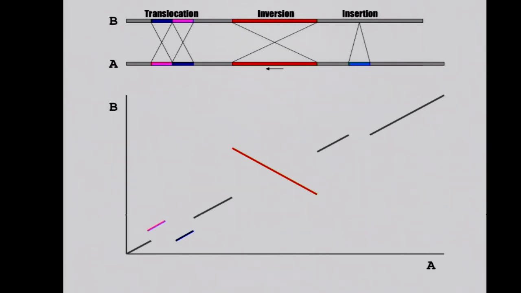So what's great about these plots, right? Here's a very simple plot. In 1 second, you can size it up. Oh, there's 1, 2, 3, 4, 5, 6, 7 different segments. Oh, there's a translocation, inversion, insertion, in no time whatsoever. So it's a really effective summary.